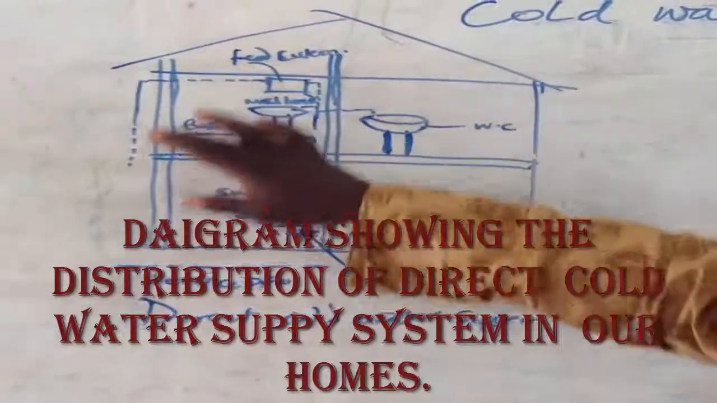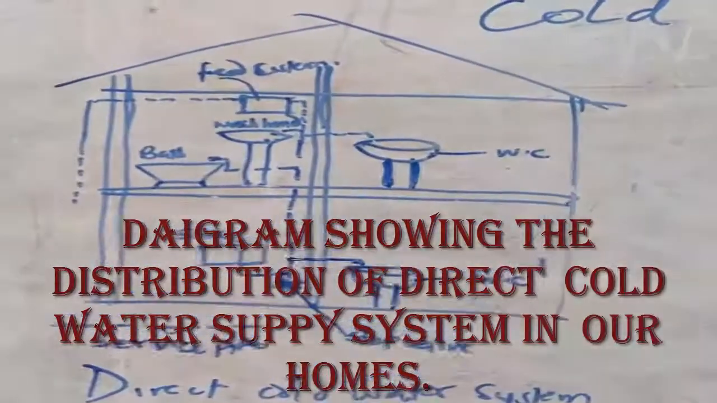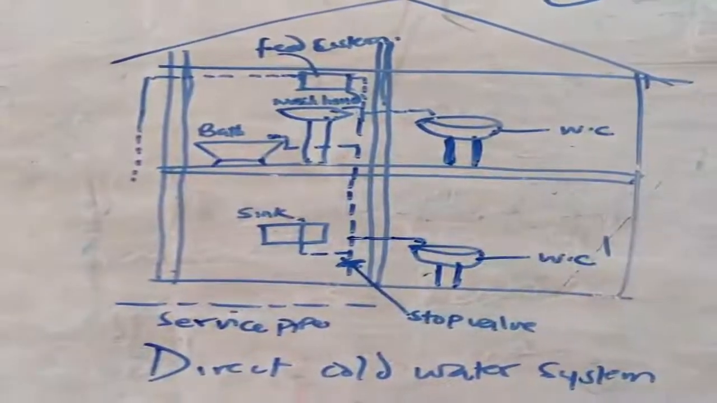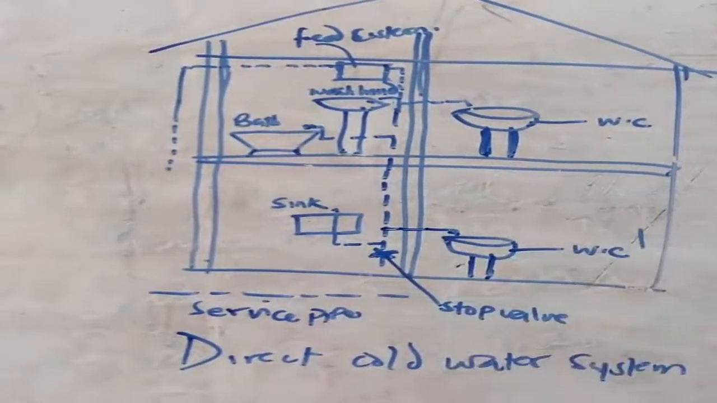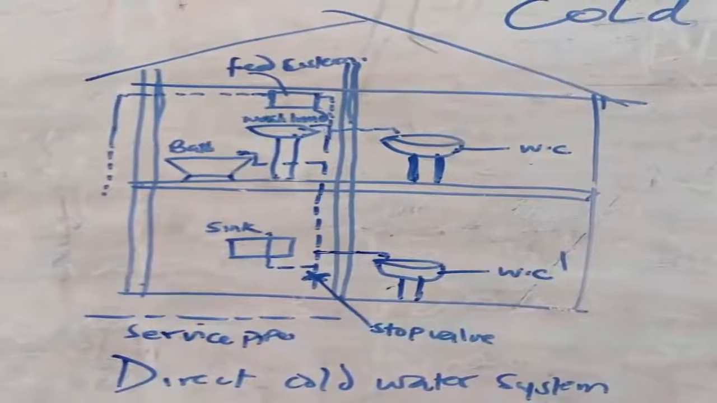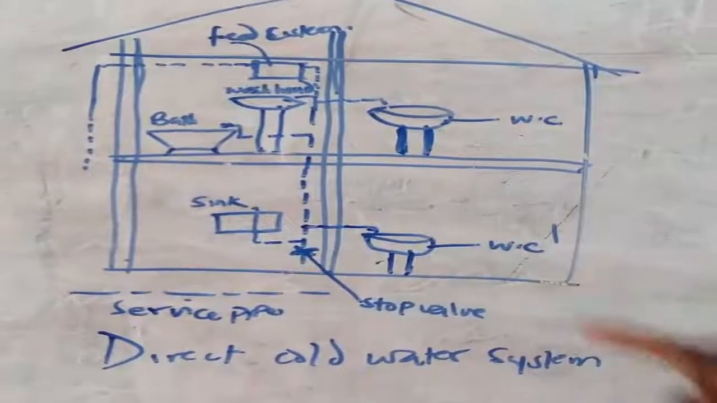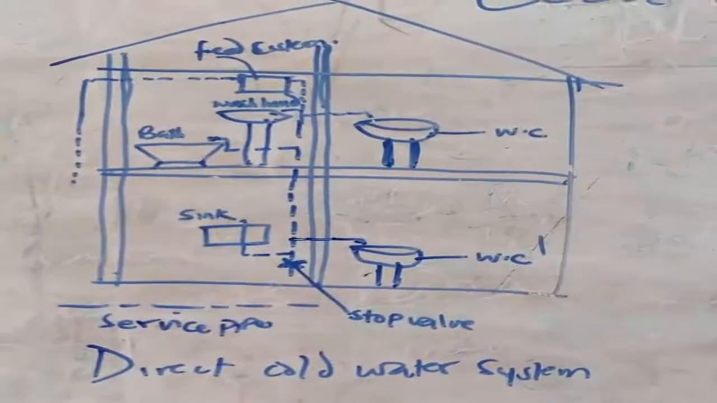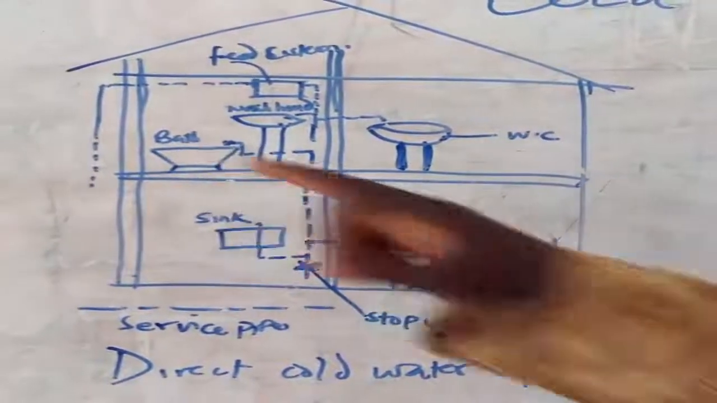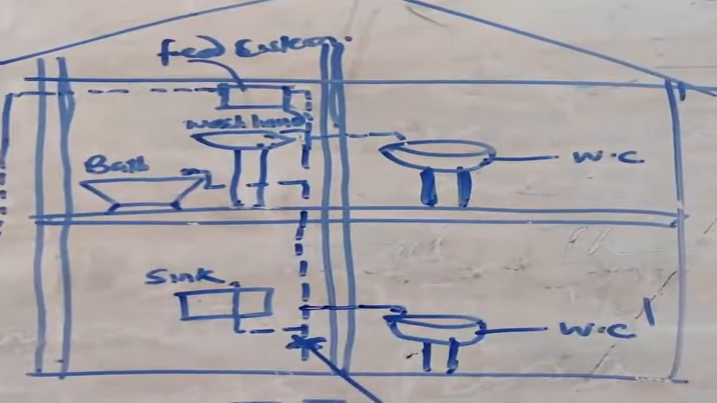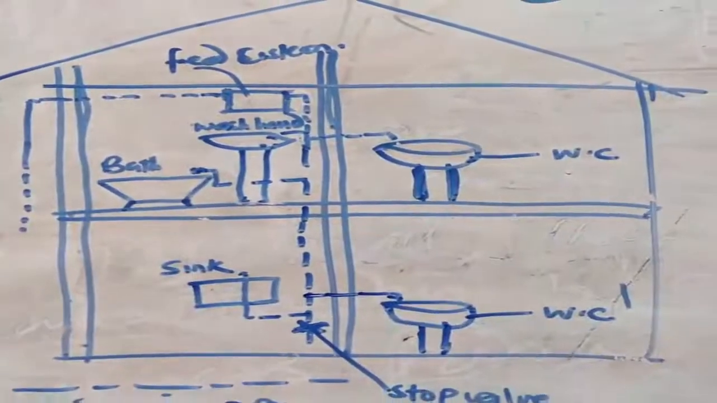The diagram here is a clear picture of what it means. This is a building from the diagram you have seen here. The diagram has a flow. On the first floor here, we have a sink. If you look at the sink, we also have a WC here. We have another WC on the first floor. We have a bath and we have a wash hand basin.